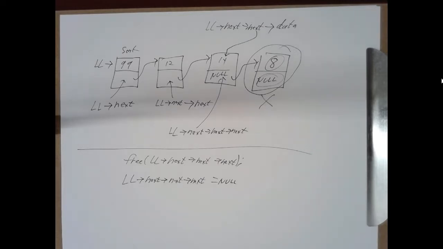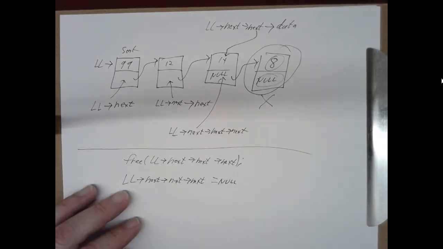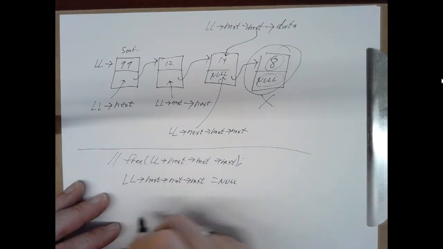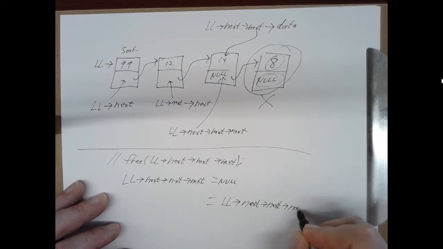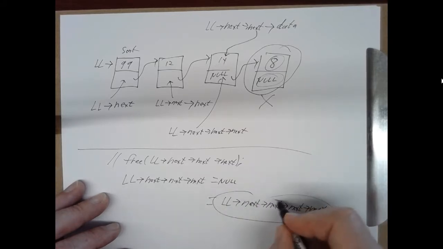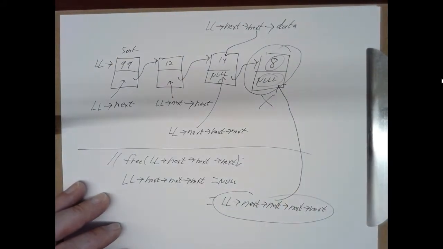Yeah. So, it is fully saying what I did, but for the second line, can I write out something different instead of null? Like LL next, next, next, next. Yes, so if you haven't freed, you could have done this, because this is that block right there.